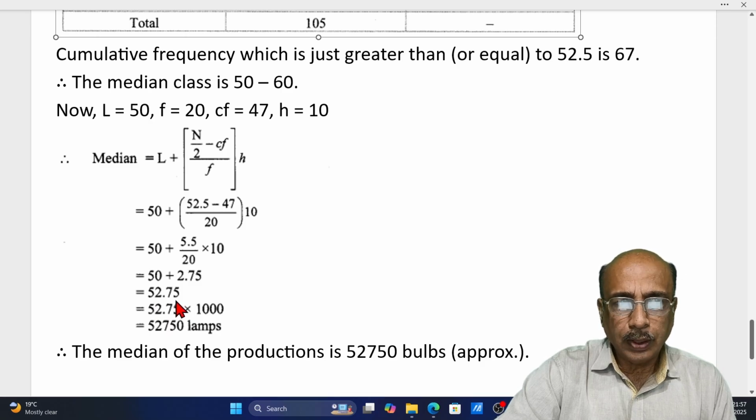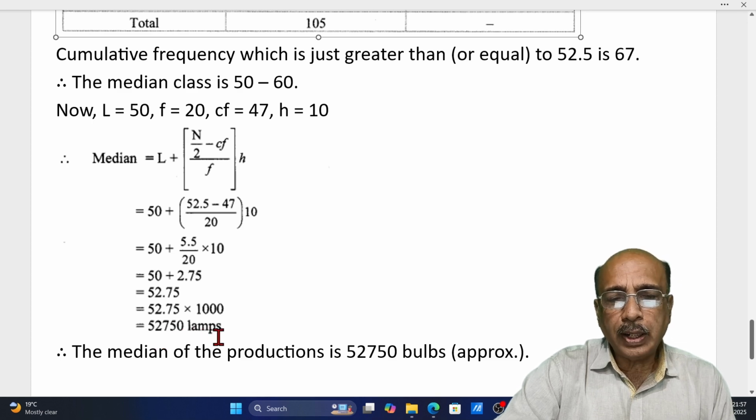Here when you calculate, we get 52.75. Now it was in thousands, so multiply by 1000. So it equals 52,750 lamps.